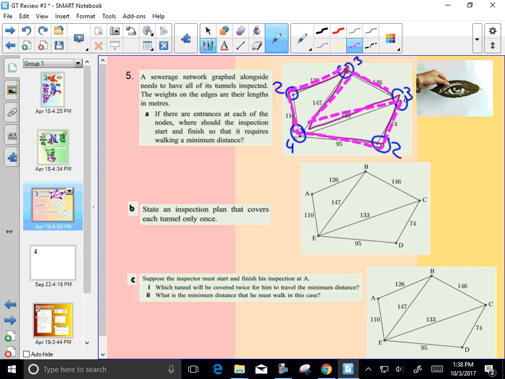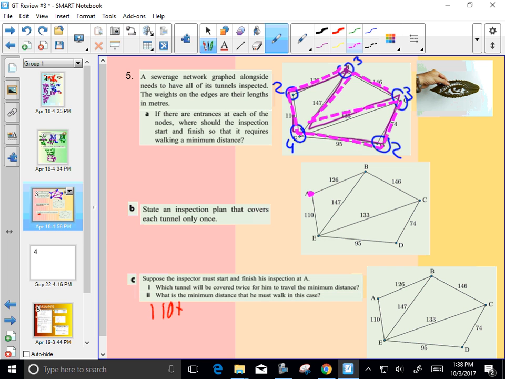State an inspection plan that covers each one once. Okay, I think we did that. And you could start at B and end at C, or start at C and end at B. I'll let you look at the answer for that. And then the last one, suppose the inspector must start and finish his inspection at A. So you're starting here. And which tunnels will be covered twice for him? So which ones are you going to cover twice? B to C.